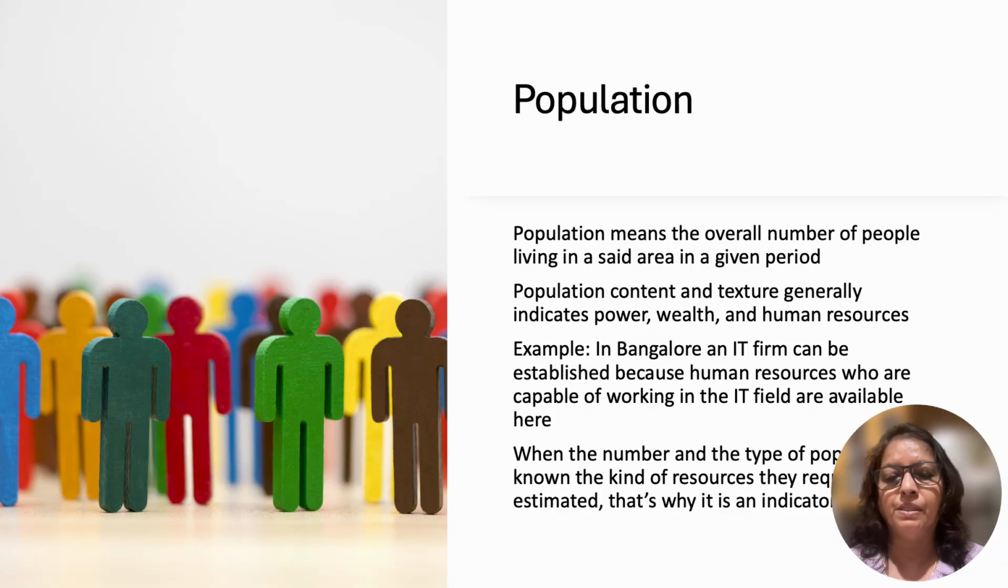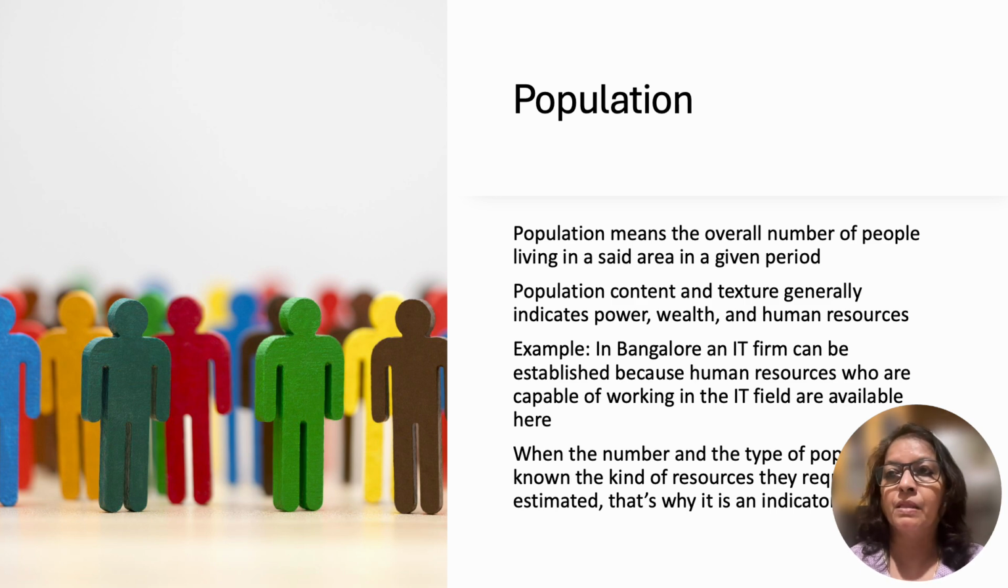Now, next, population. What do you mean by population? Population means the overall number of people living in a said area in a given period of time. Say we have a particular area, and in a particular period of time, how many people are there? This is the population. Population content and texture generally indicates power, wealth, and human resources. For example, the demographics of the population, the education of the population, the culture of the population, these are all characteristics of the population. So they indicate power, wealth, and human resources.